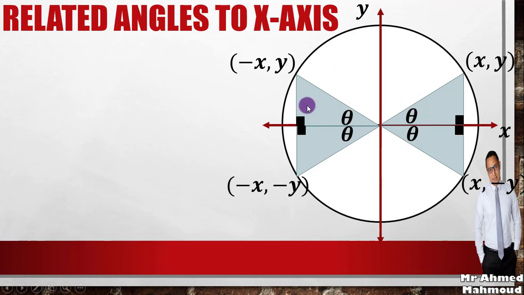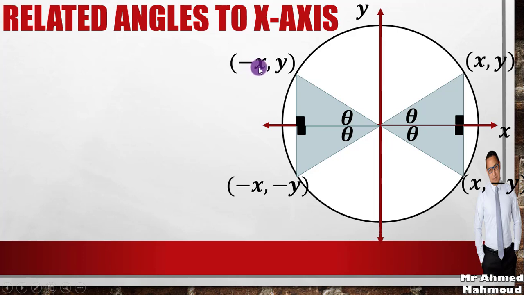Now we have four angles: theta, 180 minus theta, 180 plus theta, 360 minus theta. By looking carefully at the four coordinates: x, y; negative x, y; negative x, negative y; x, negative y. Here we have x and y in the same position. The first one is x forever and the second one is y forever. The change is in the sign only.